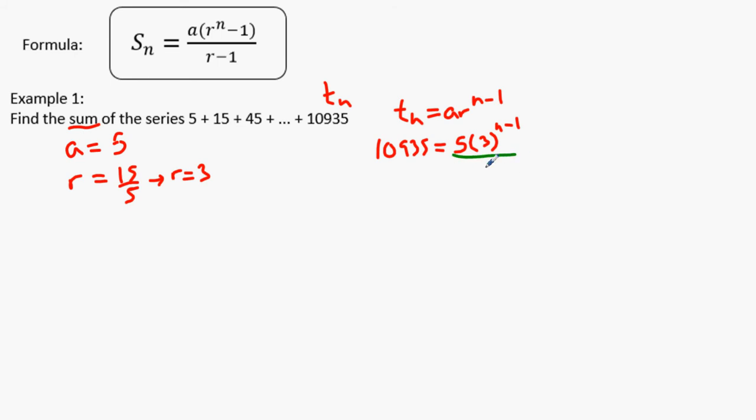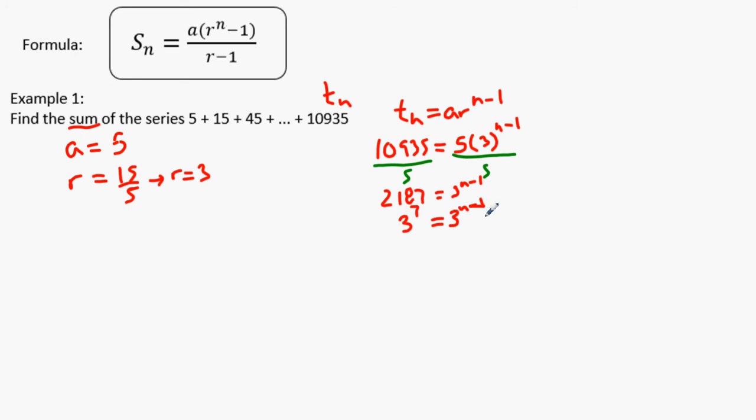Divide both sides by 5. If I divide both sides by 5, I get 2,187 equals 3 to the exponent n minus 1. As I said before, you can always make common bases here. So 3 to the exponent what gives me 2,187? Well, a little bit of guess and check here. But if I do that, I get a value of 7.